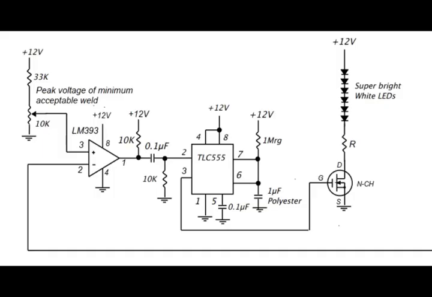The second part is a voltage comparator. If the peak voltage of your weld is higher than the peak voltage of the first acceptable weld, the output of the voltage comparator will trigger the one-shot to turn on a white LED for about 1 second to emulate the expulsion. If the peak voltage is lower than the peak voltage of the first acceptable weld, then the LED will stay off. This means you have made a missing weld. The third part is the one-shot. It is used to control the on time of the LED.